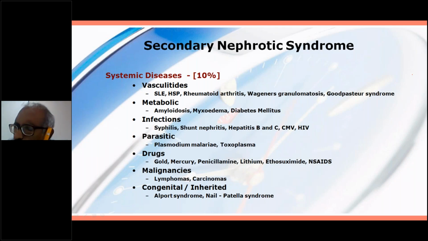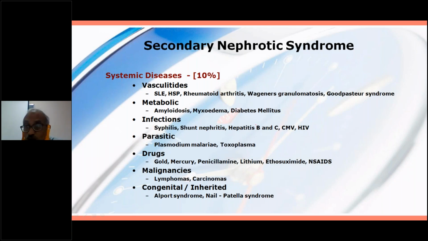This is a very favorite question of many examiners: tell me some infections which might lead to nephrotic syndrome. You can divide them into viral, parasitic and other infections. Examples of viruses are various types of hepatitis, cytomegalovirus, HIV, and syphilis, caused by the treponema. Shunt nephritis is actually not an infection but a post-infection condition. Whenever you do repair operations, like a shunt operation for cardiovascular disease, patients are supposed to develop nephritis following it.